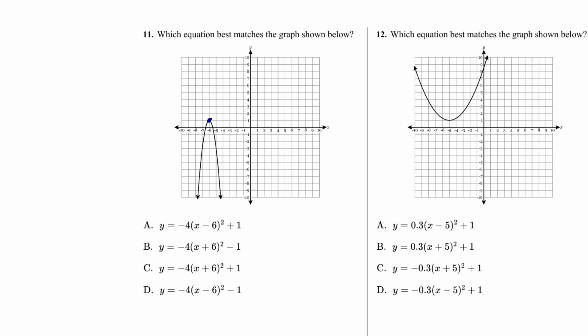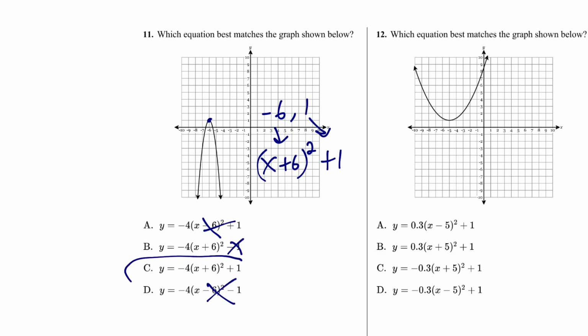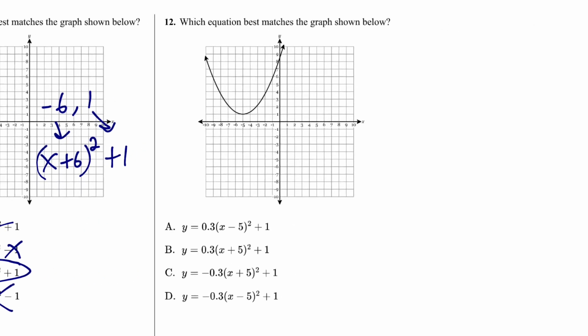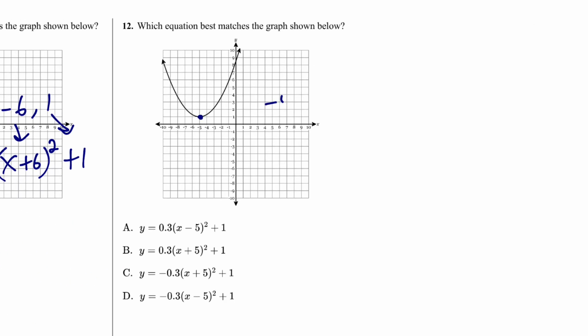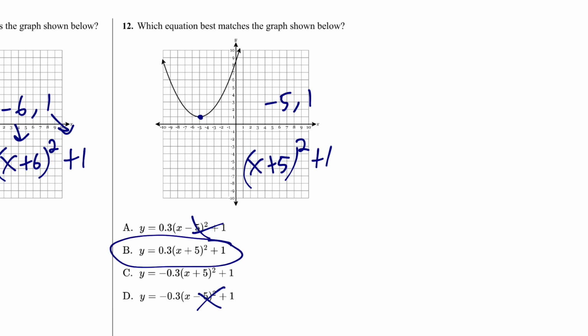This one's about the vertex. This is at negative 6, 1. So I can write this as x plus 6 squared plus 1. You'll notice that the x-coordinate is opposite, and the y-coordinate is not opposite. So that rules out these two, and rules out this one, and then my a value is negative, so C is correct. Over here with number 12, my vertex is negative 5, 1, which means I'll have x plus 5 squared plus 1. So it's either going to be B or C. This is the one that has the positive a value, so it's B.